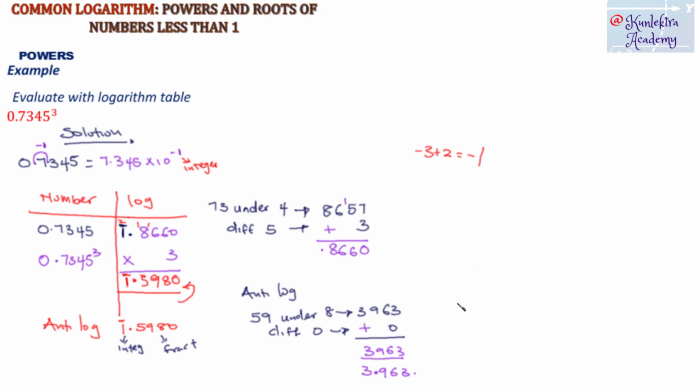Finally, we have 3.963 times 10 raised to power the integer value, minus 1. And that will be equal to 3.963 times 10 raised to power minus 1, which is 1 over 10. Check my indices video. And this will be 0.3963. That's our final answer. That's our final answer on power. Let's check roots, examples on roots.